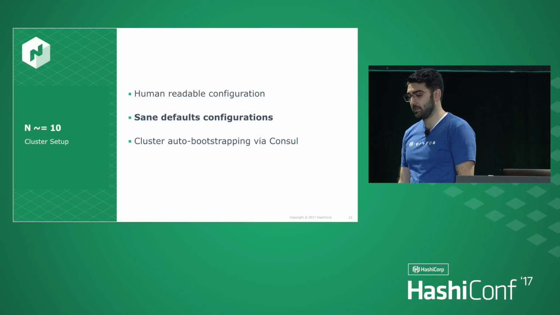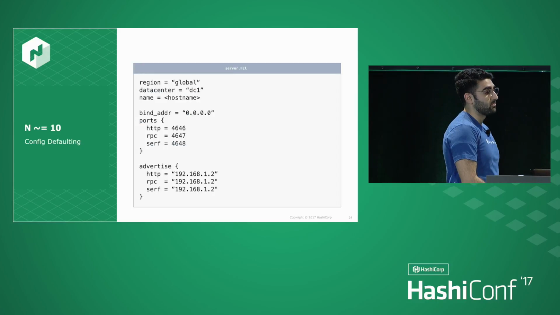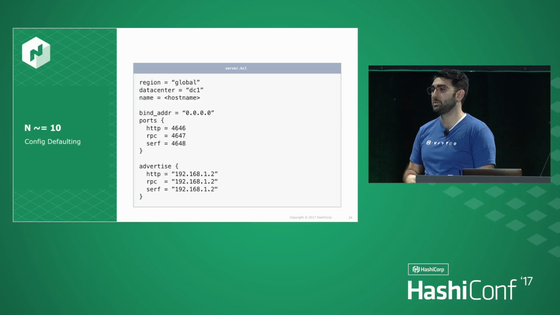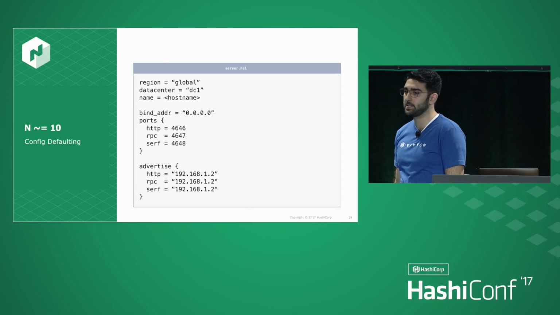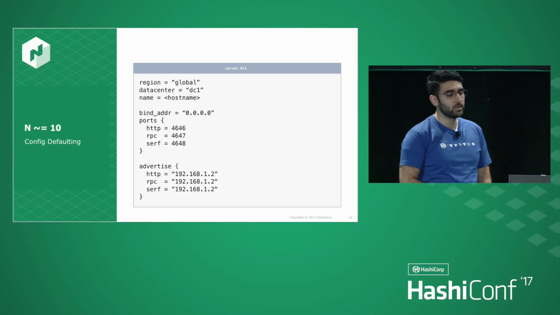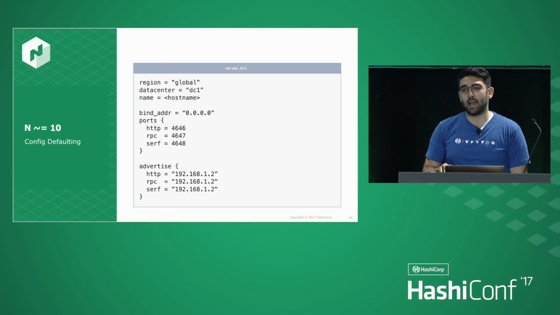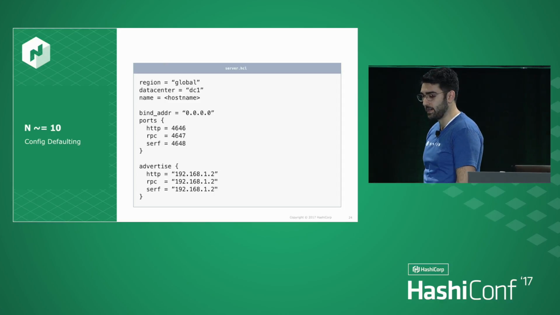That's because we do sane defaulting. So when you run this job spec, Nomad will read that, set all the things you set and specified, but then we'll default as much as we can. So we'll default the region, the data center. We'll look at the host name and set an appropriate node name for you. We'll fingerprint the networking to figure out what addresses to bind to and what addresses to advertise to the rest of the cluster.